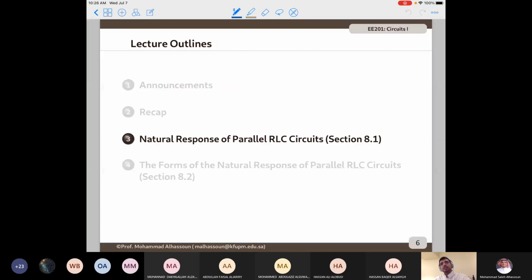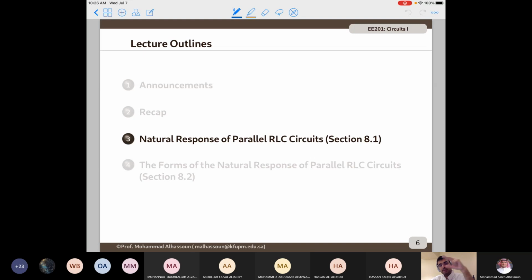So now, chapter 8 is kind of an extension to what we did in chapter 7. If you remember what we did in chapter 7, we had a situation where we have a resistor and an inductor, and another situation where we have a resistor and a capacitor. But we've never had a situation where we have a resistor, inductor, and a capacitor. So in chapter 8, we're going to consider what happens when we have these three components.